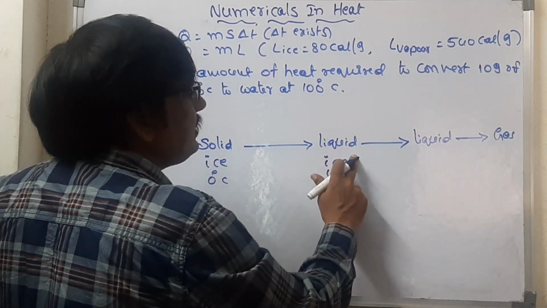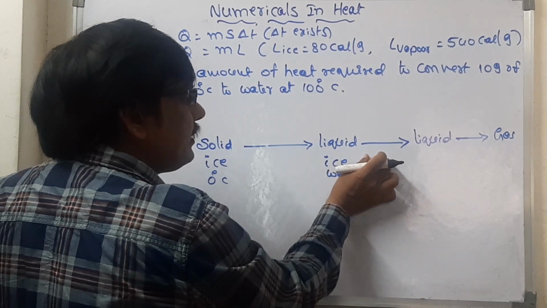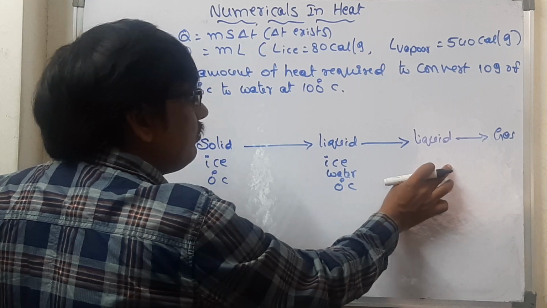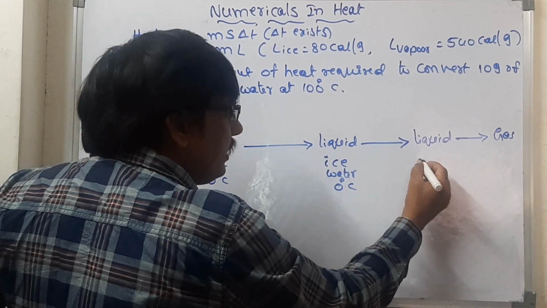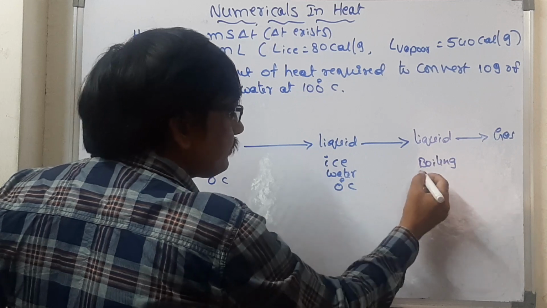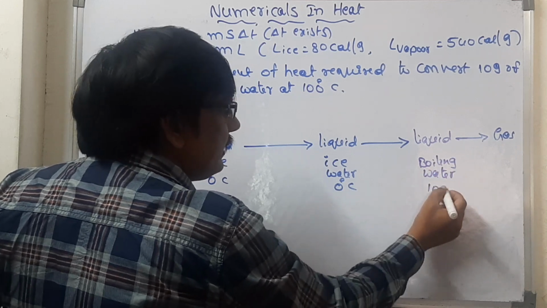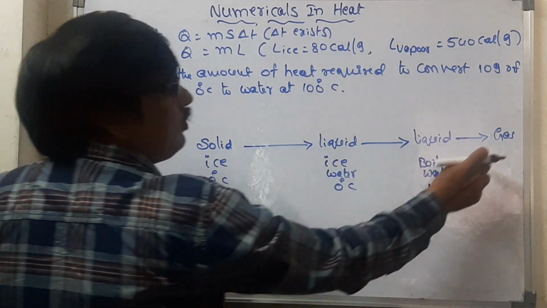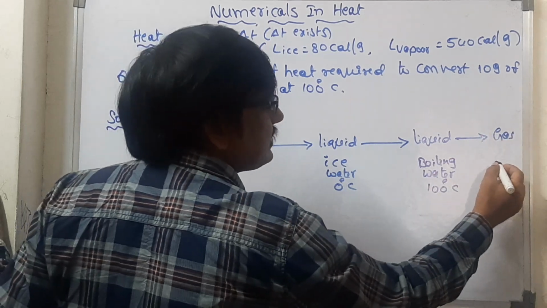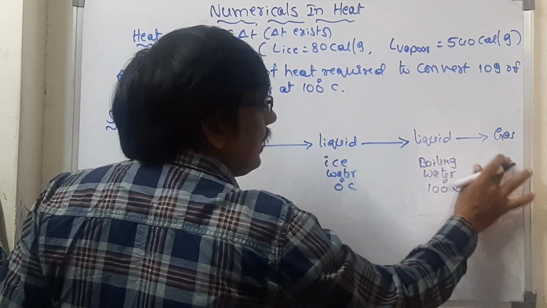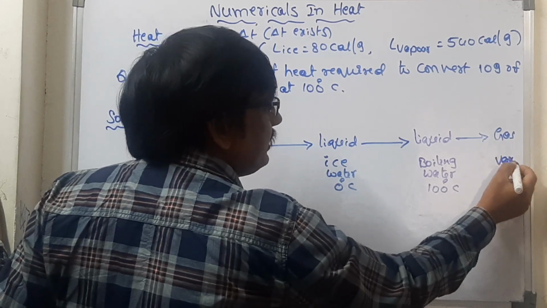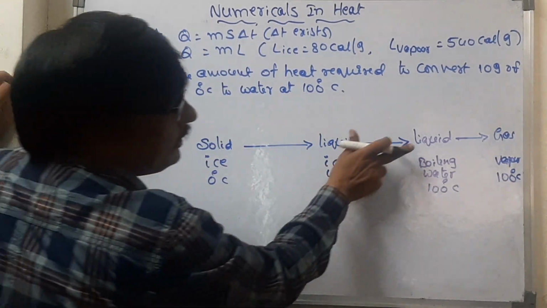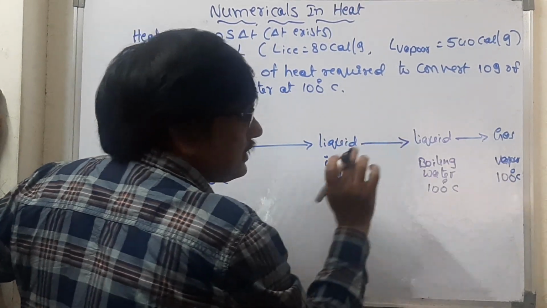And again, when we supply heat, this water becomes boiling water, at 100 degree Celsius. Boiling water is still water only. Here is water and here is water. And what about this one? Finally it turns into the gas state. What do we call that? It is vapor. Vapor temperature is 100 degree Celsius. See here, liquid is at 100 degree Celsius, vapor too is at 100 degree Celsius.